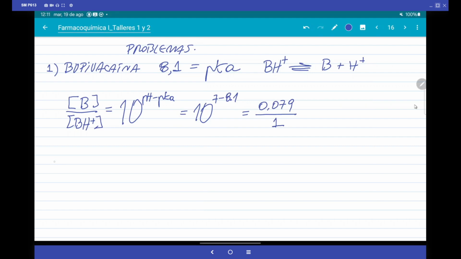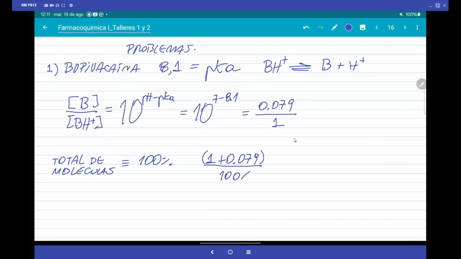What happens is that the total of molecules is equivalent to 100%. What is the total of molecules? The sum, 1 plus 0.079, is 100% of molecules. And now I want to know the degree of ionization, or what percentage is ionic. Therefore, what do I have to place in the numerator? 1, because 1 is what is ionic.